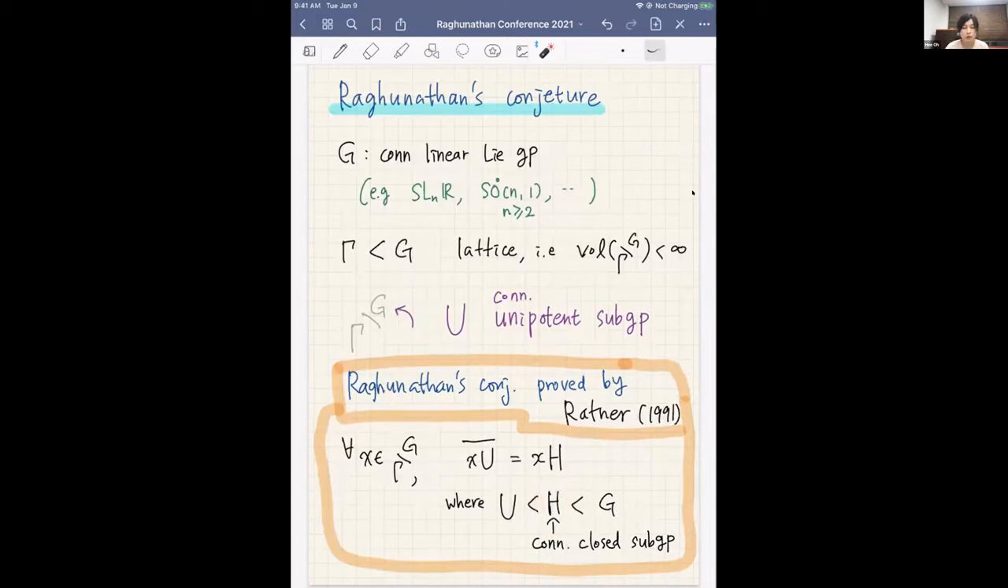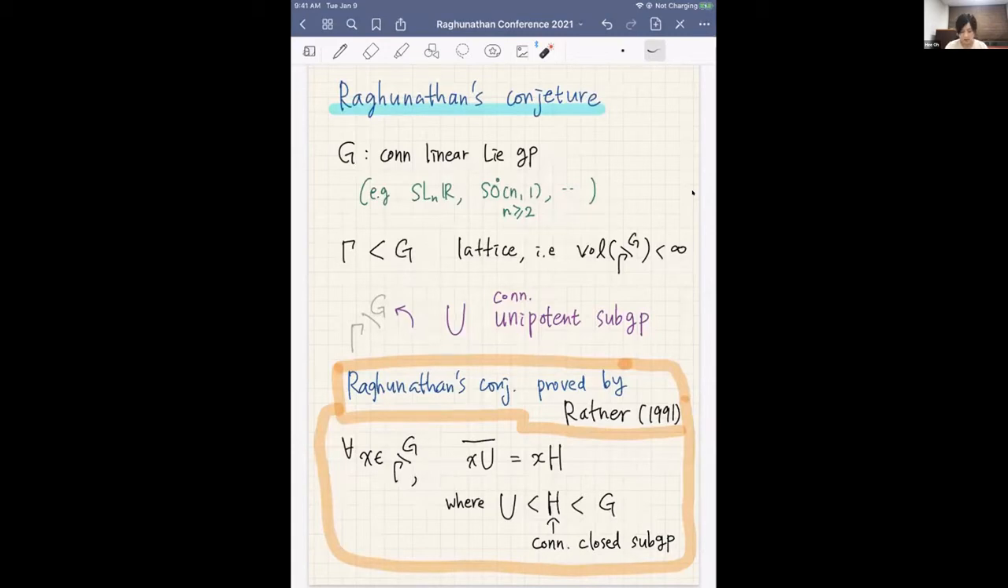I like to say that it's not very hard, using the ergodic theorem, to prove that for almost all points x in G mod Gamma, the U-orbit is dense in G mod Gamma. So in particular, the closure of xU will be all of G mod Gamma. However, the power of this conjecture and theorem is that it describes the orbit of every point under the U action. This almost-all result does not describe the behavior of a specific given point. However, this conjecture lists all the possibilities.